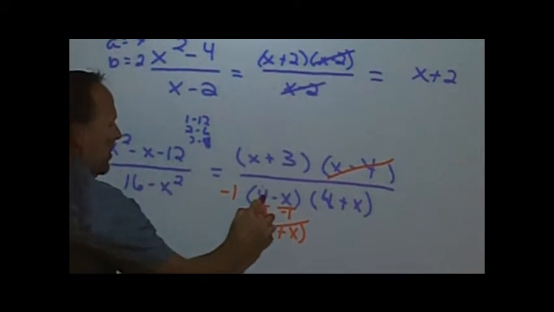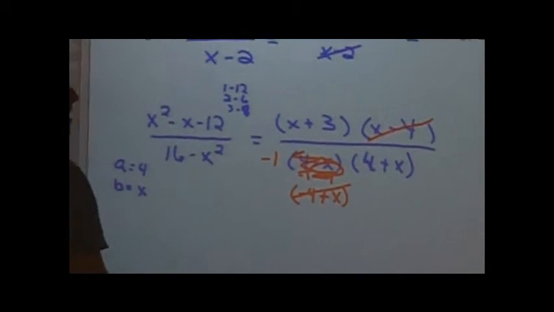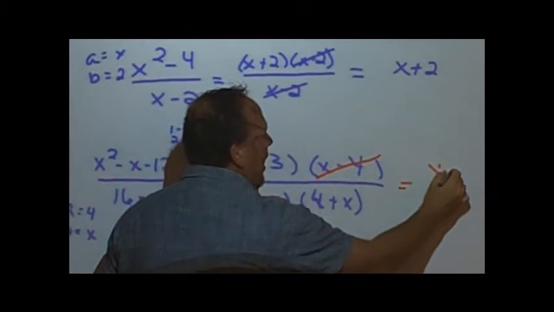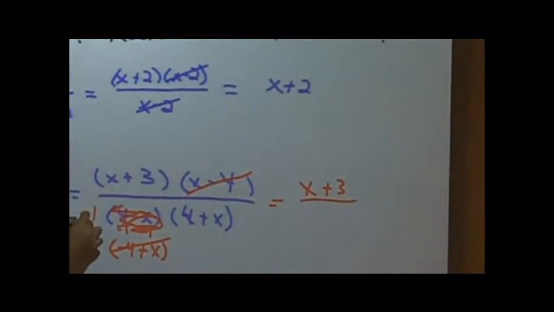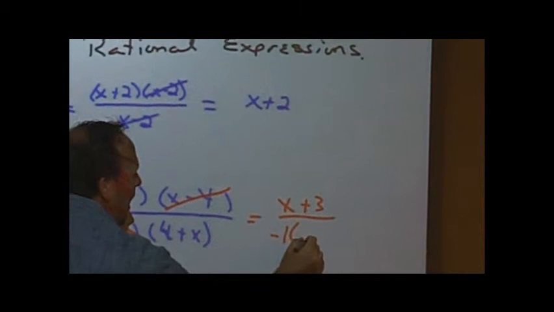Do I have anything else that's canceled out? Nope, so my final answer is going to be what? X plus 3 divided by -1, x plus 4.